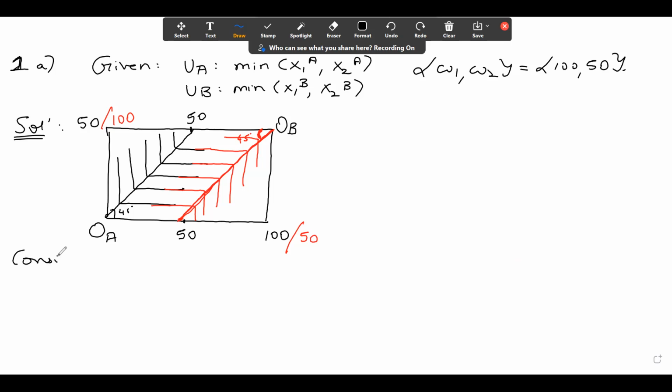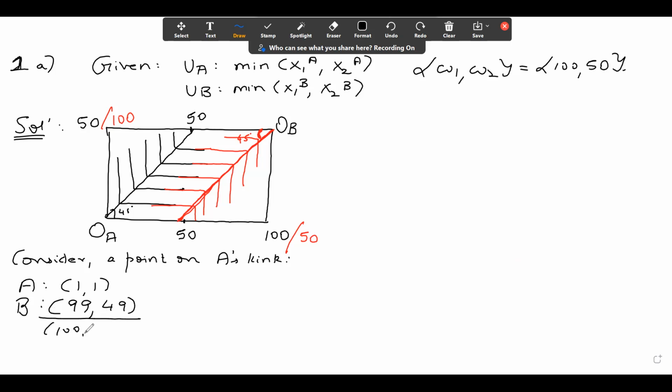So consider a point on A's kink. When I talk about a point on A's kink, it means A has, suppose any point I take randomly, 1,1. How much will B have, guys? B will have 99,49 because the total has to be 100,50. Now, what is the utility A gets from its own bundle? 1. What is the utility B gets from its own bundle? Min of 99,49, which is 49.